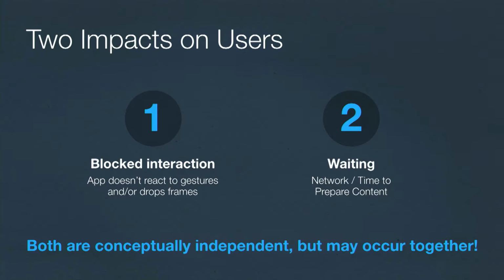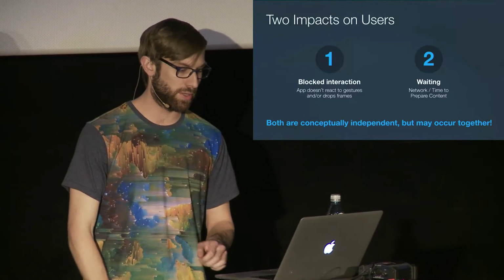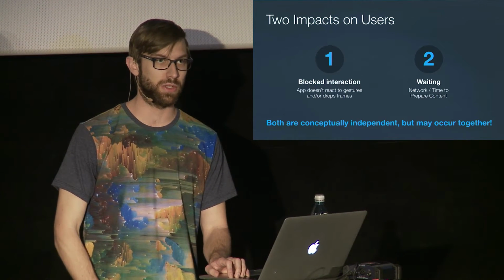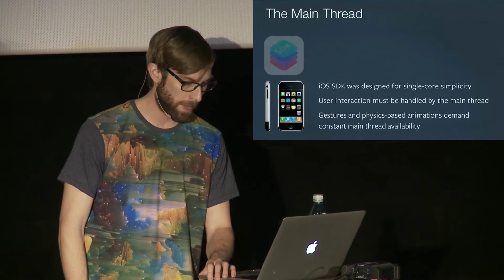So just wrapping this up, the two types of impacts here are blocked interactions, frame drops, sort of gestures, but also waiting, just looking at loading spinners. And there are separate things that we can do as engineers to minimize both of these.